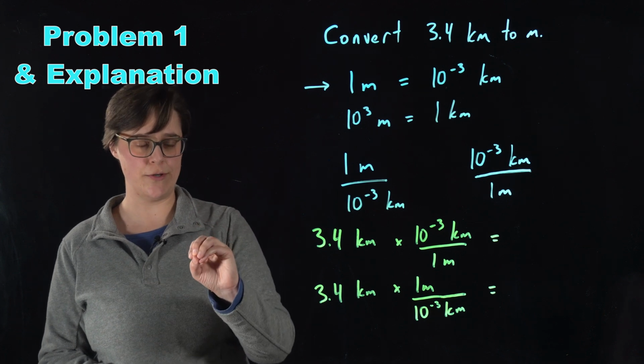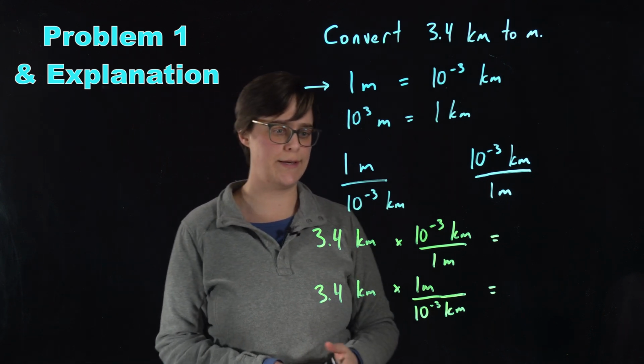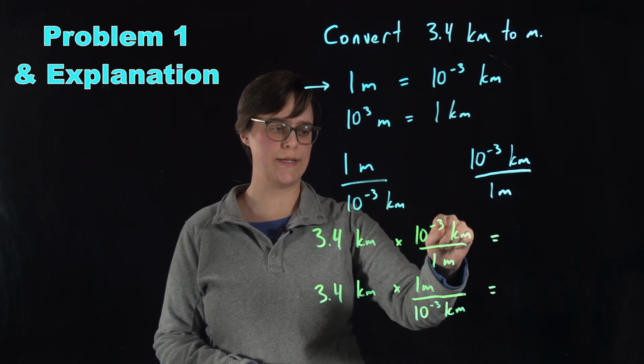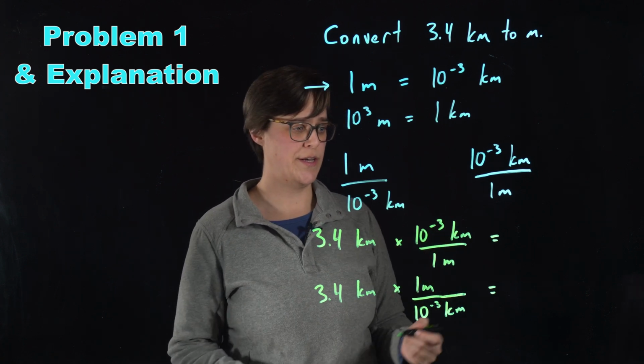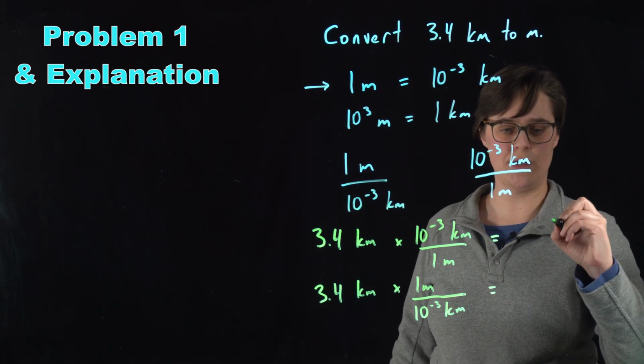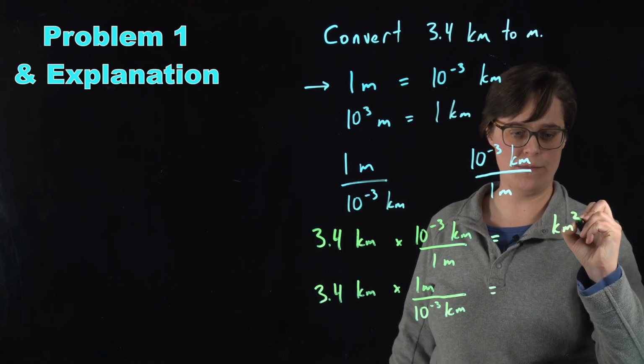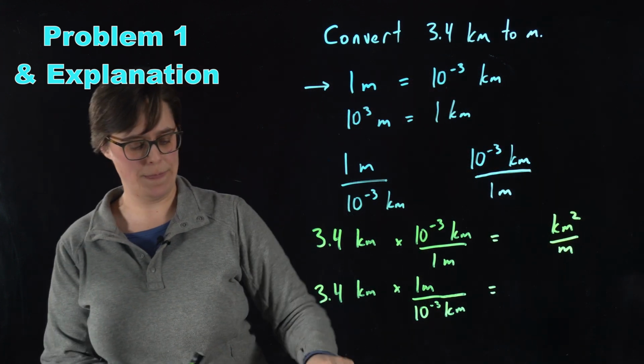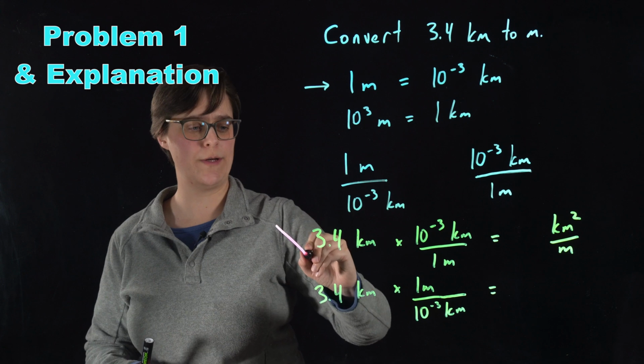Let's just look at the units now and not bother doing the math yet. But this first one, kilometers times kilometers divided by meters, this gives us some really terrible units of kilometers squared divided by meters. We don't want that. This is not what we want to do.